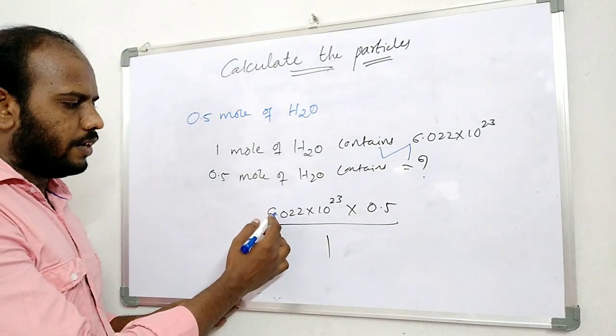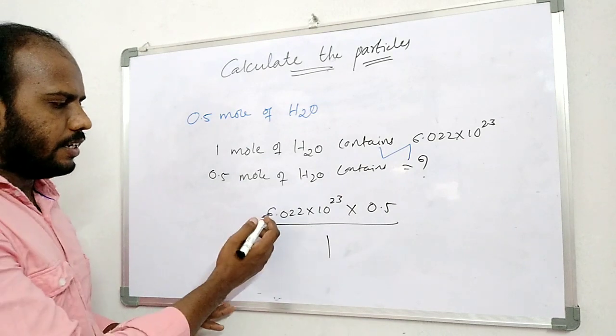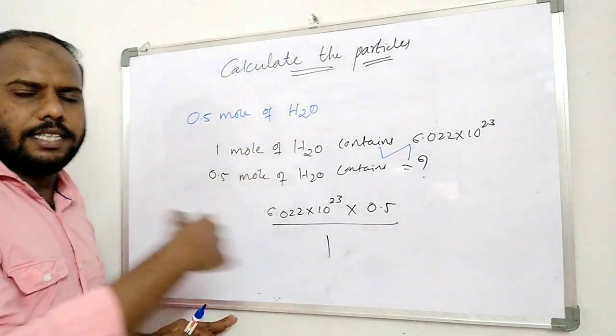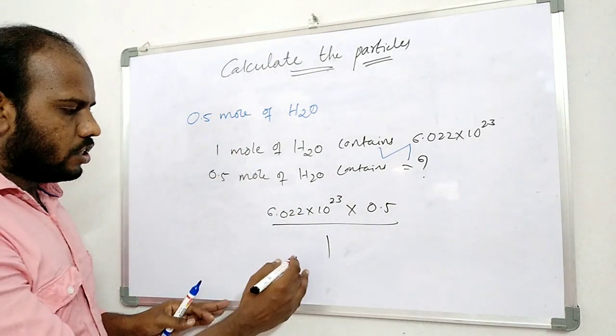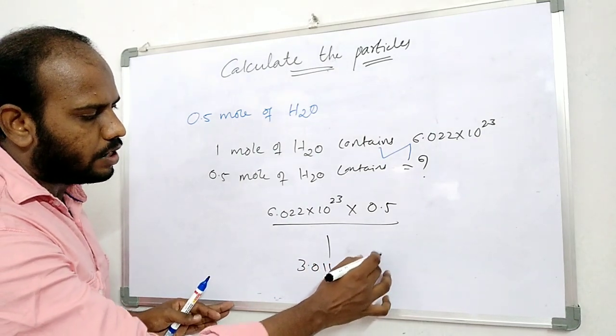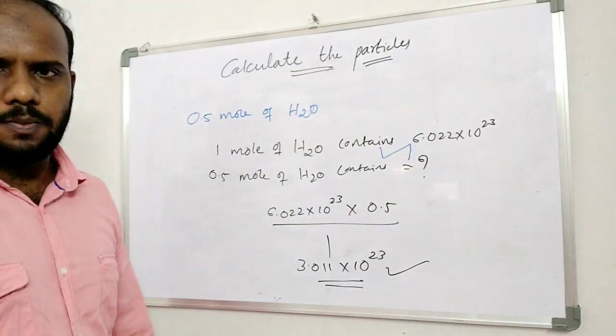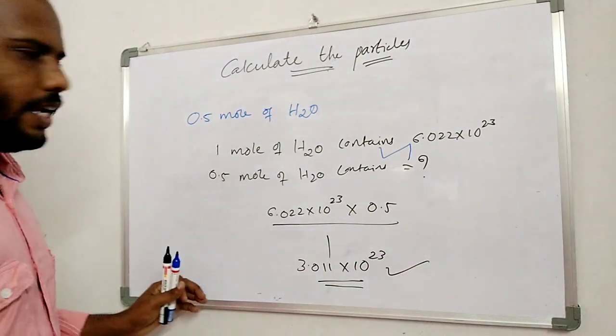So we know that when we multiply with half, 0.5, then whatever the number is there, half of that number will be the answer. So we will get the answer 3.011 into 10 to the power of 23. Got it, children? See how very easy this problem is. Okay, so let's do the next one also.